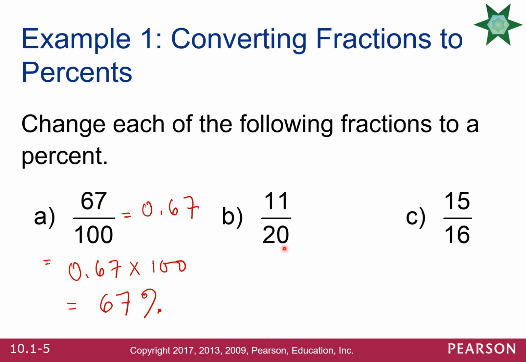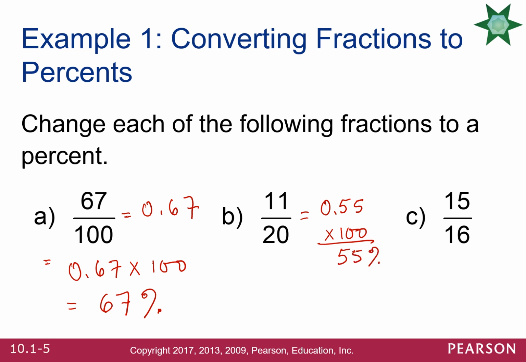That's all. The next one is 11 over 20. So you can either take out your calculator and do the division first. 11 over 20 will give you a decimal value of 0.55, and then multiply 0.55 by 100. You will get 55, and then you add the percentage symbol.